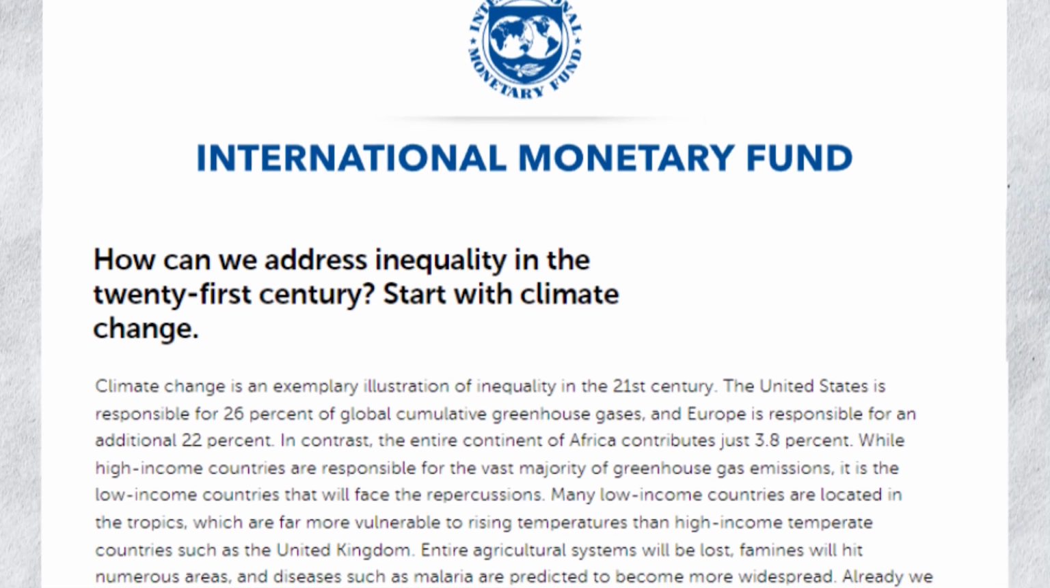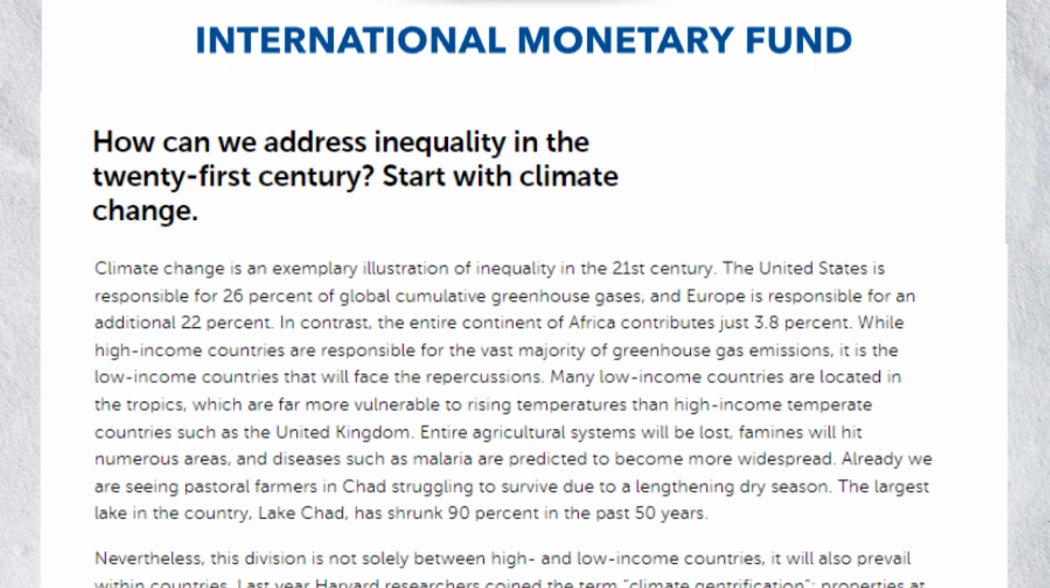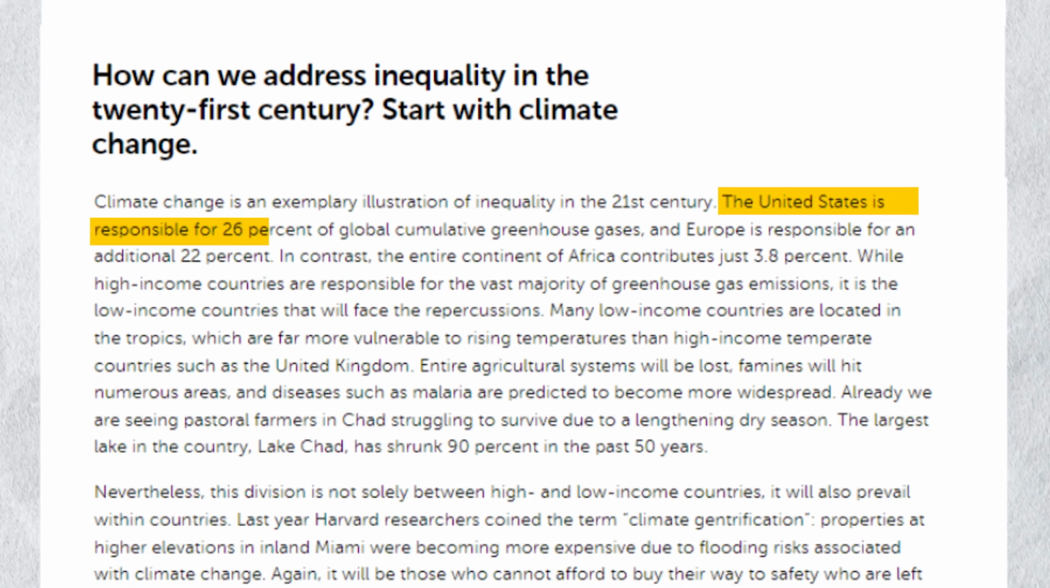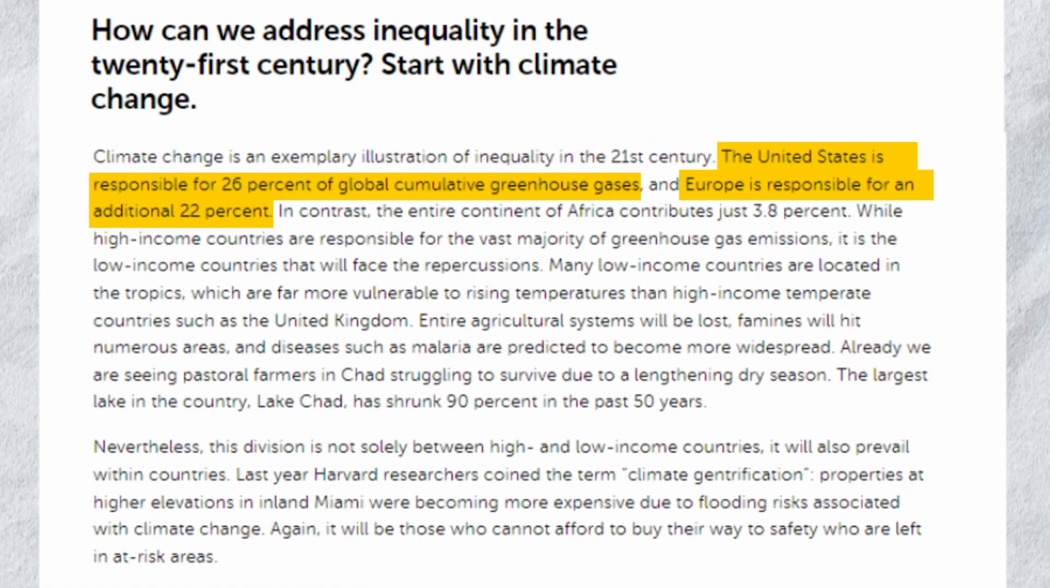Developing countries have repeatedly pointed out that Western countries, which industrialized much earlier and often at the expense of the global South, are responsible for the bulk of this global cumulative environmental damage. In fact, it is estimated that the global North is responsible for 92% of GHG emissions, with the United States emitting 26% and Europe 22%. In contrast, the entire continent of Africa contributes just 3.8%.